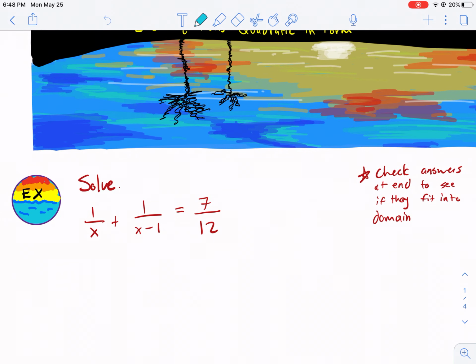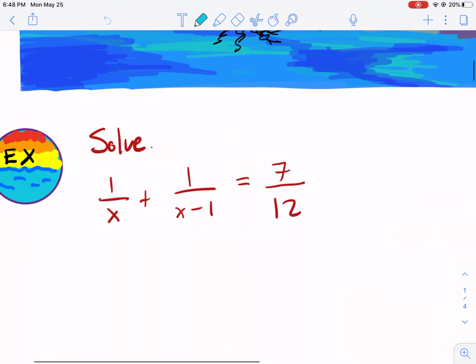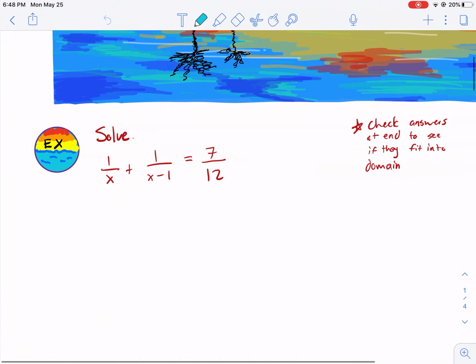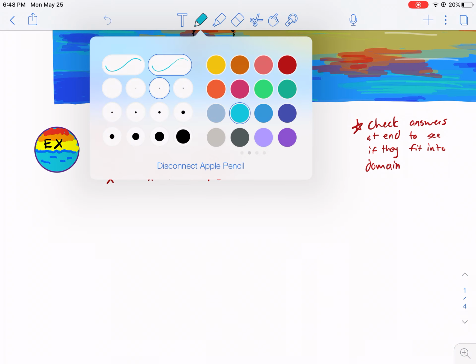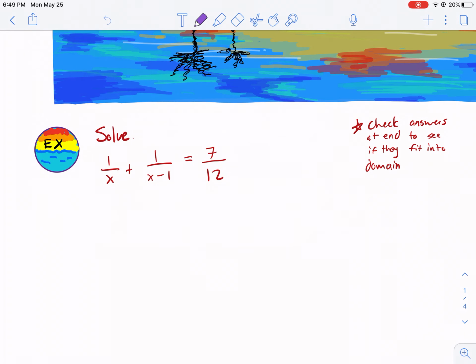We did something similar to this when we covered rational equations, but this time we're going to have some quadratics that we're going to have to deal with after we get the denominators out of the equation. So what I'm looking at here is 1 over x plus 1 over x minus 1 equals 7 over 12. I always want to get rid of all the denominators. In order to do that, I multiply all the denominators to cancel them out. So I need to multiply each term, distribute each term, and this will eventually cancel all my denominators. I'll show you in just a second.